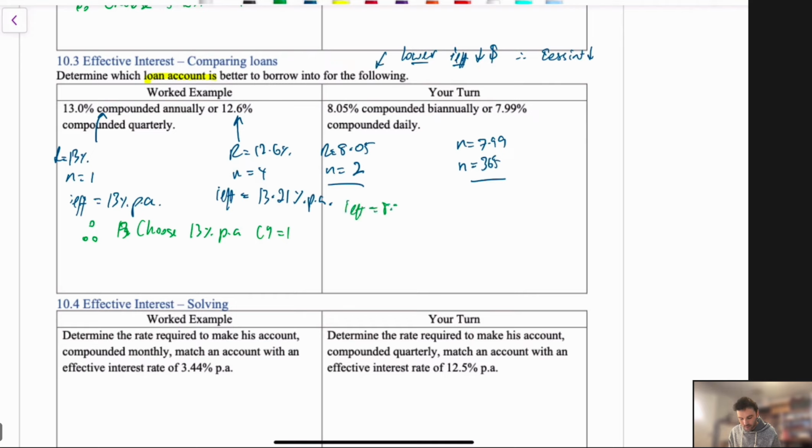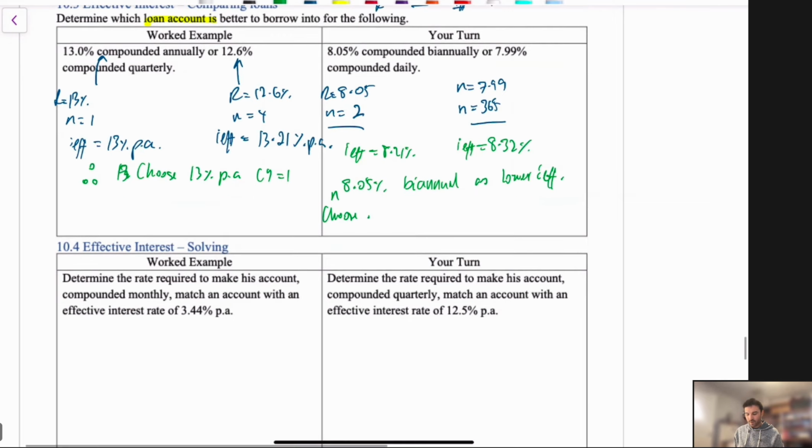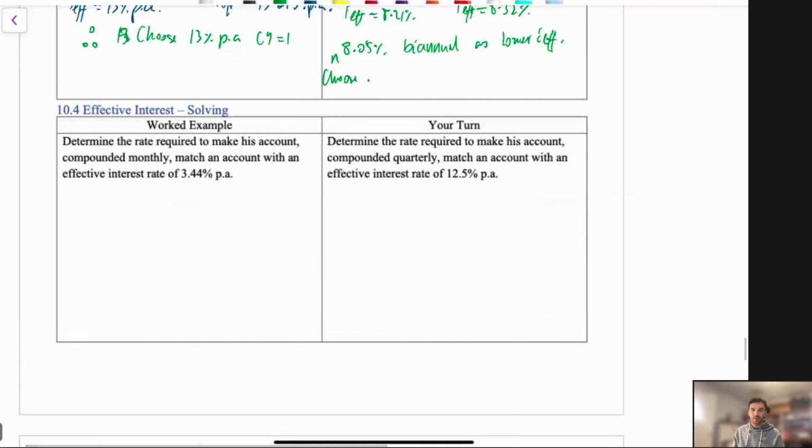Effective of 8.21% versus an effective of 8.32%. So what are we going to choose? We're going to choose the 8.05% biannual as the lower effective interest rate. Keep forgetting that word choose. There we go. Last one, we've got some more problem solving questions.